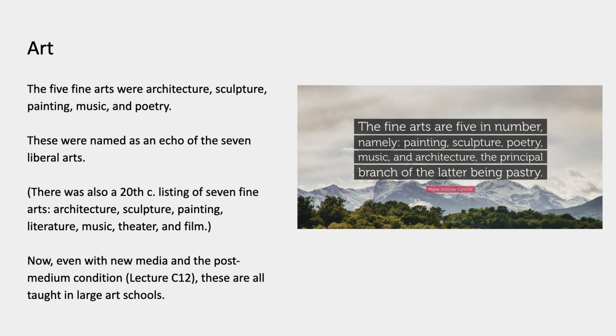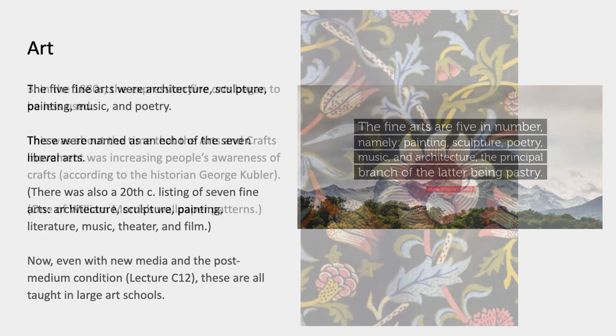Well, these lists of 5 fine arts and 7 fine arts and so on are not used anymore because the classification of visual art and art in general into arts has been superseded by its classification into media. And the idea of classifying what we do by media has itself largely been superseded by the notion that we live in a post-medium condition, which is the topic of another lecture. But all these same subjects are still taught in large art schools.